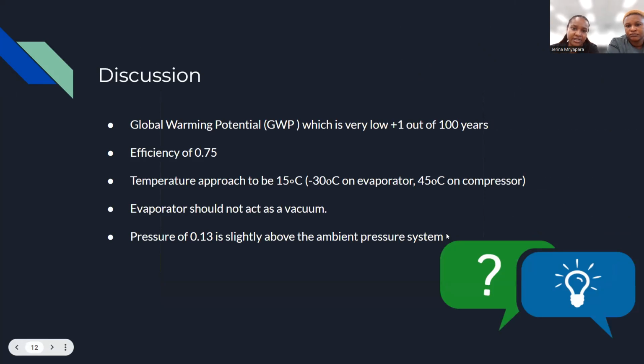And then we decided to use a delta T approach of 15. That means we'll have to use negative 30 degrees Celsius on the evaporator and 45 degrees Celsius on the compressor. The reason we chose a delta T of 15 is because we don't want our evaporator to act as a vacuum. So that led us to use a pressure of 0.13, which is slightly above the ambient pressure. We also didn't want to put too much energy into the system because it would cost the designer more. So that's why economics plays a big part.